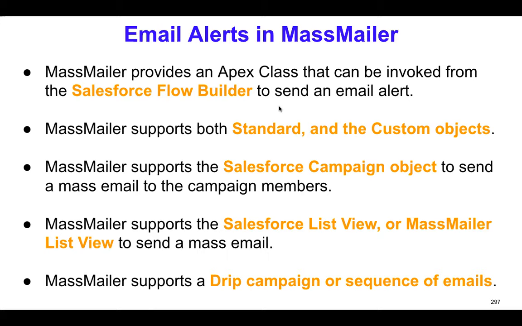Again, when I say MassMailer supports drip campaign, what it means is you can create your own drip campaign using Flow, and MassMailer will support sending an email alert. But the actual Flow logic is all done in Salesforce itself using the Flow Designer. So that's not something MassMailer gives to you, but we can help you if you need to send a drip email using flows. We have a professional services team that can actually help you with this.